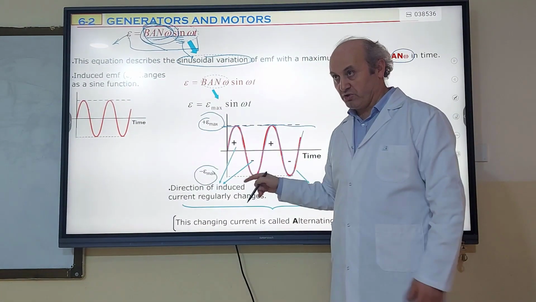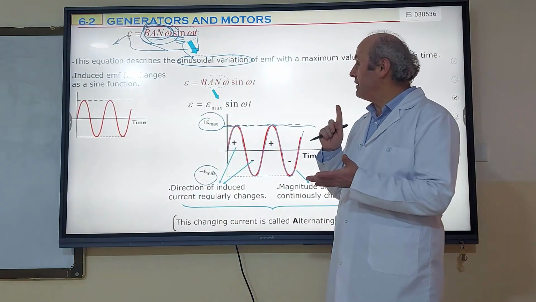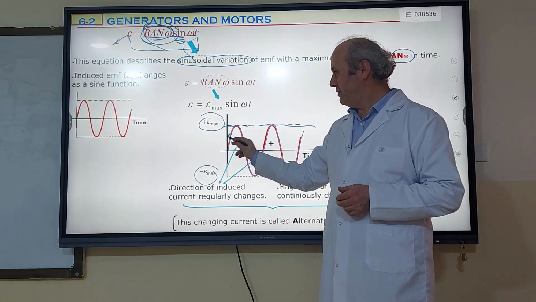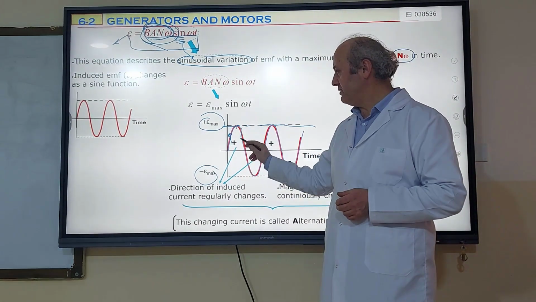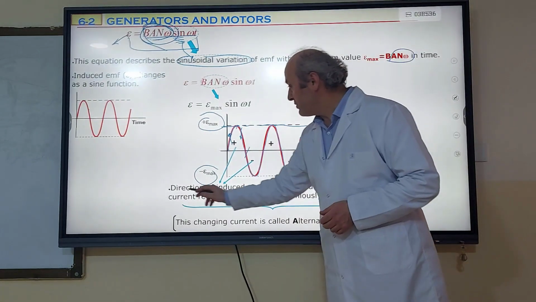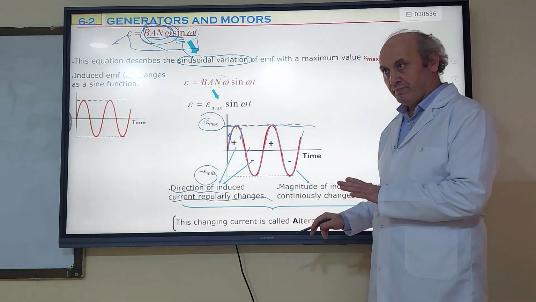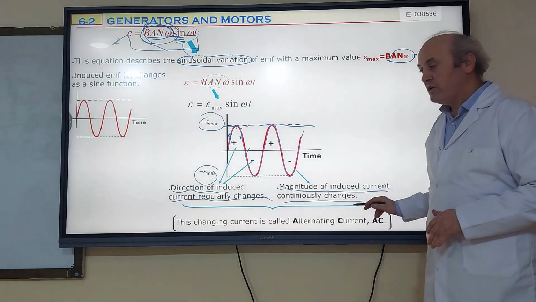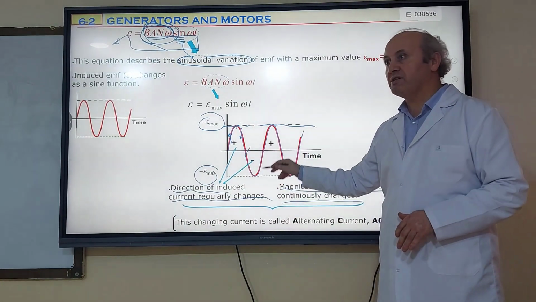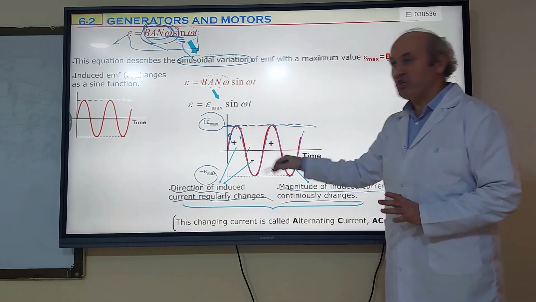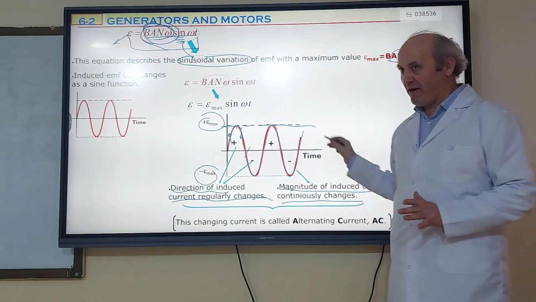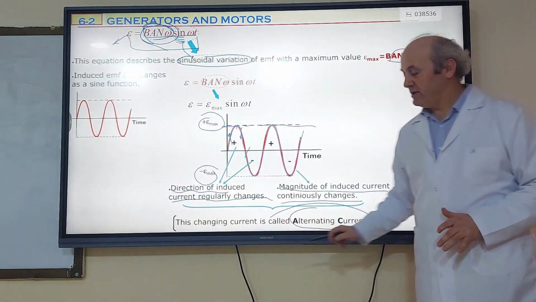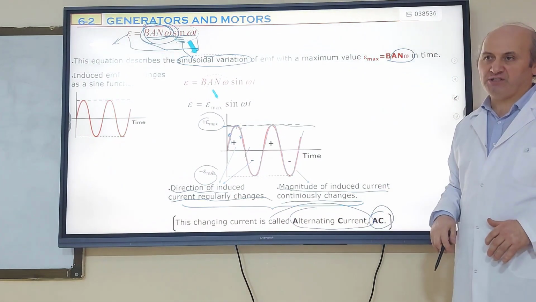They are changing continuously. The direction of the induced current is continuously changing, but not only direction, also magnitude. Here zero, then increases, then maximum, then decreases, and zero. So we say that the direction of the induced current regularly changes, positive, negative. And also the magnitude of the induced current is continuously changing. Increase, maximum, decrease, zero. Increase, maximum, decrease, zero. This changing current or changing EMF is called alternating current and represented by AC, alternating current.